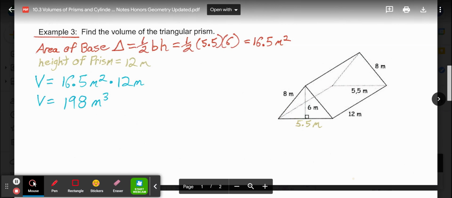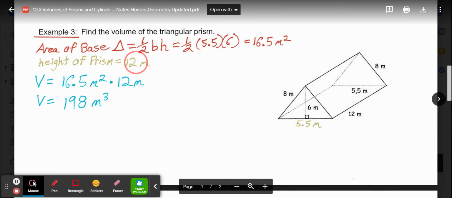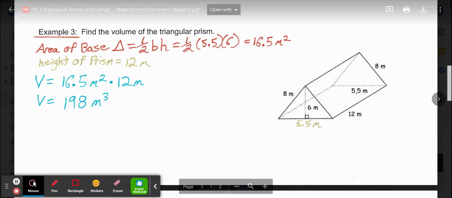So the area of our base triangle, 1/2 multiplied by 5.5 multiplied by 6, which is 16.5 square meters. Height of the prism, the 12 meters, right here, height of our prism. So then 16.5 multiplied by 12 gives us an overall volume of 198 cubic meters.